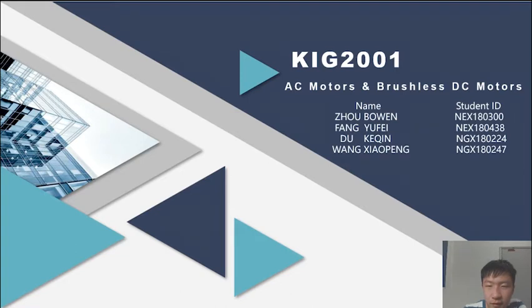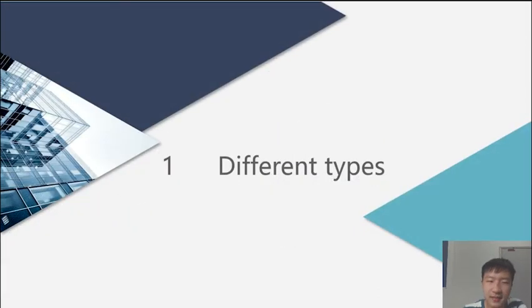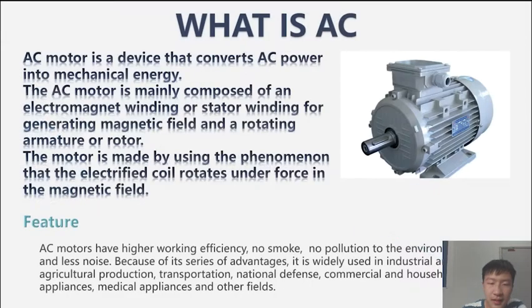And the first one, I will divide our content into four parts, and the first one is the different types of them. So what is an AC motor? An AC motor is a device that converts AC power into mechanical energy.